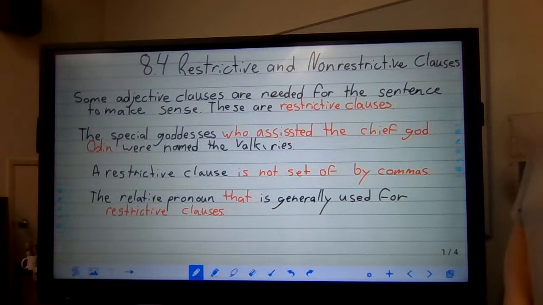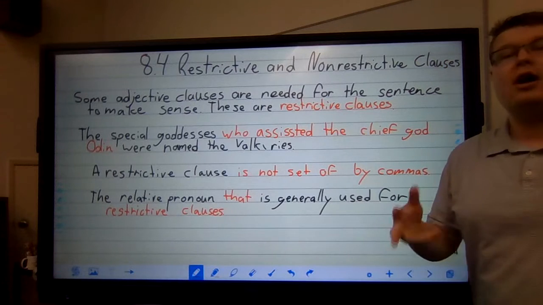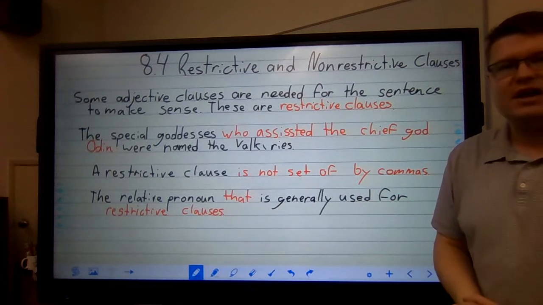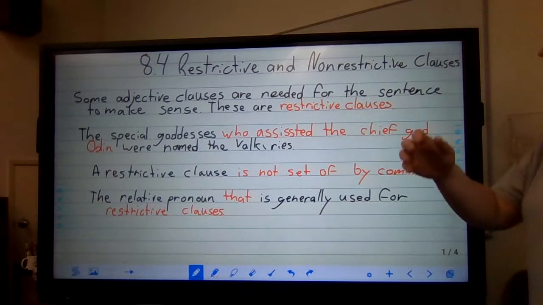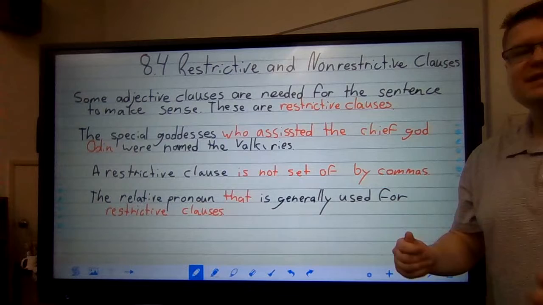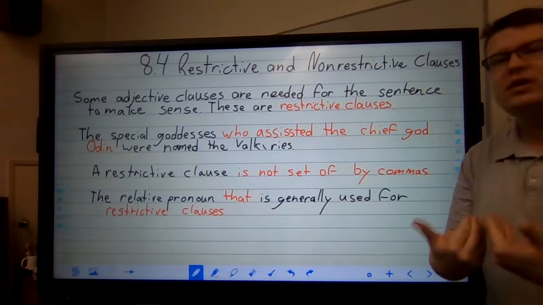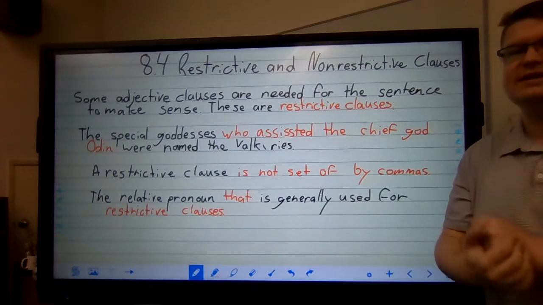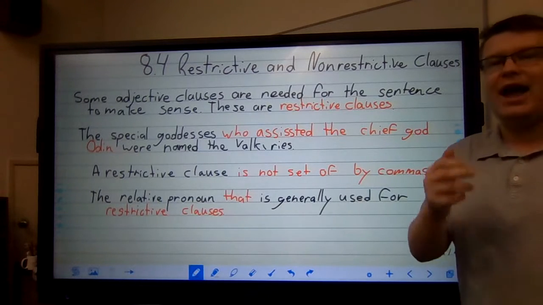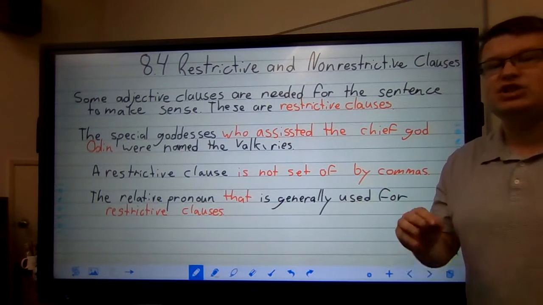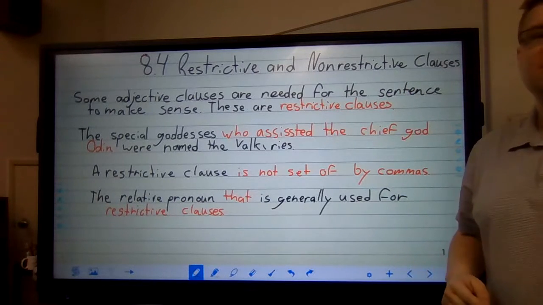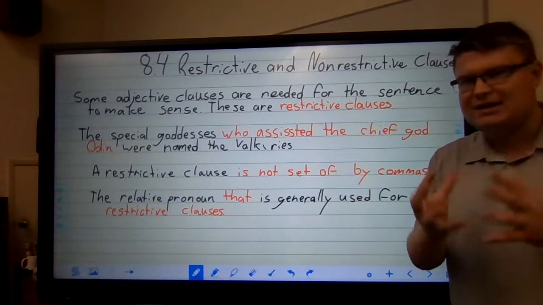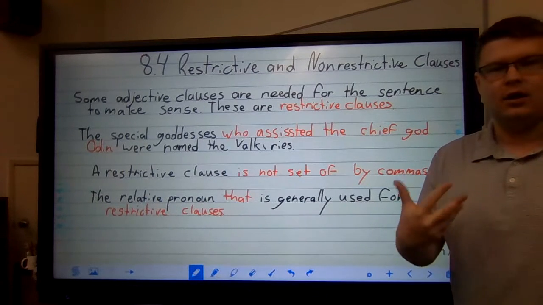Lesson 8.4 is all about restrictive and non-restrictive clauses. This is going off of your adjective clauses that you did for yesterday. Some adjective clauses are actually needed for the sentence to make sense, for it to be clear who the sentence is talking about or what the sentence is talking about. If an adjective clause is needed for the sentence to make sense, it is a restrictive clause because the sentence is restricted into using that clause.